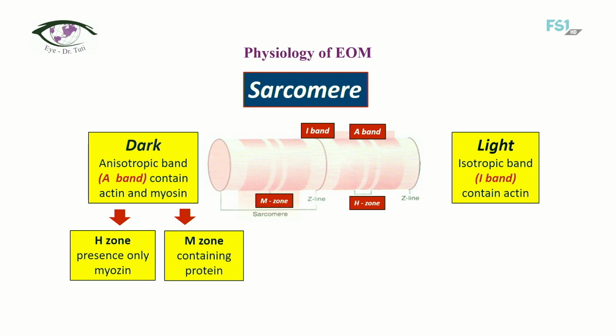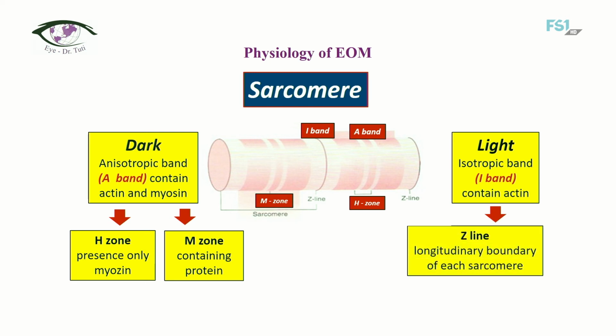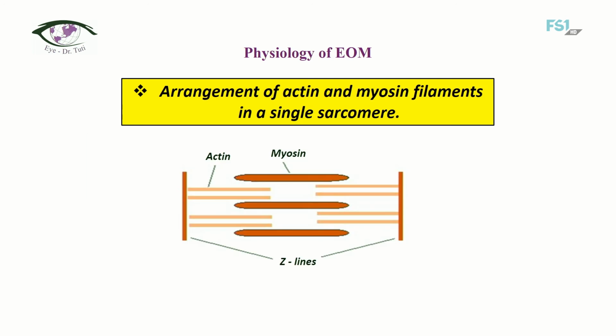In this M line, accessory proteins hold together the thick filaments. Both the Z disc and the M line hold myofilaments in place to maintain the structural arrangement and layering of the myofibril. And this is what the arrangement of actin and myosin filaments in a single sarcomere looks like.